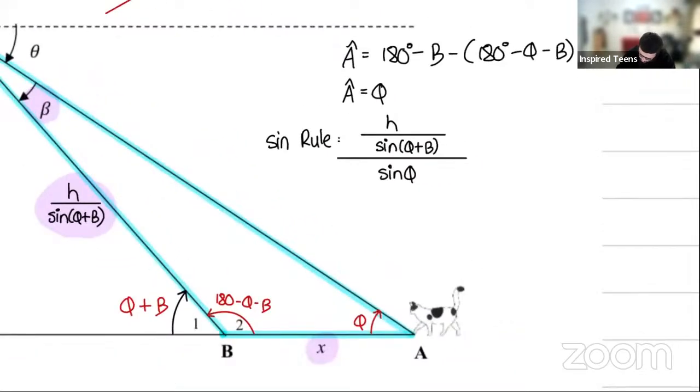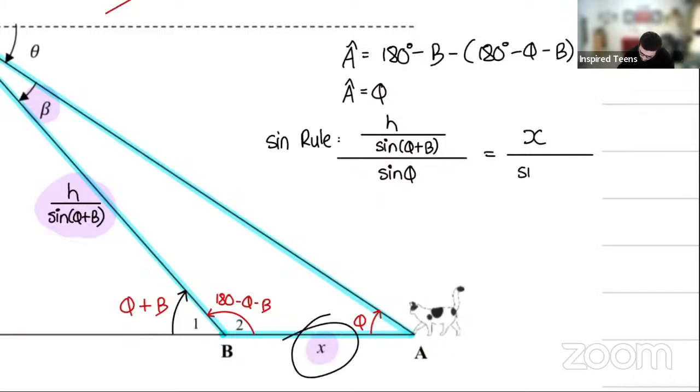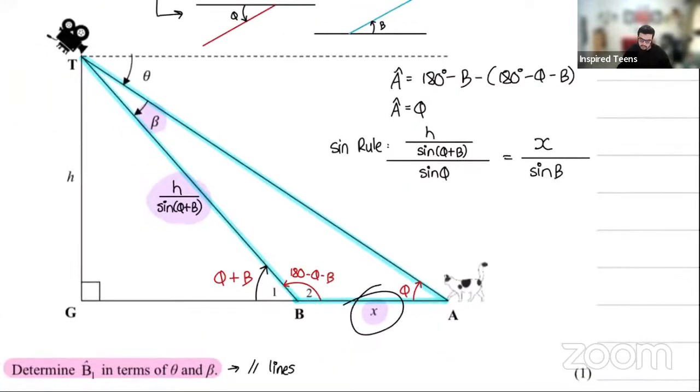Now this is equal to another side over its opposite angle, and I have to use X. I have to use X again because X needs to be in my calculations because it needs to be left as the subject of the formula. How am I going to leave X as the subject of the formula if I don't even have it in here? And the sine of its opposite angle is beta. So therefore, it's sine beta. That's how we use sine rule, and we'll simplify it next time.